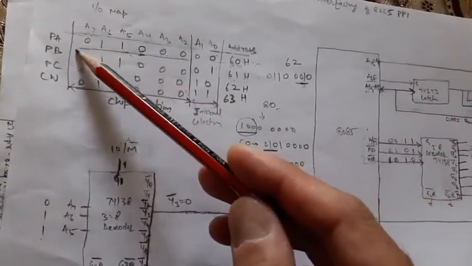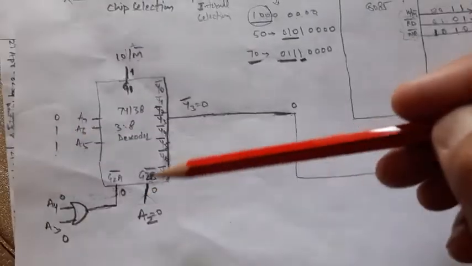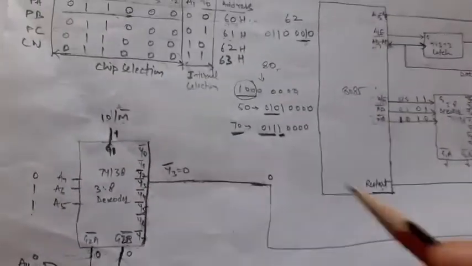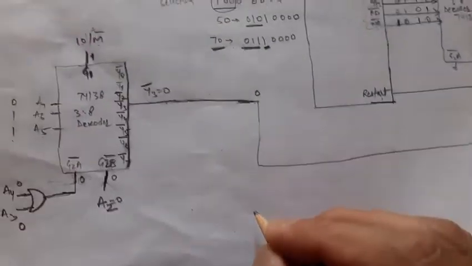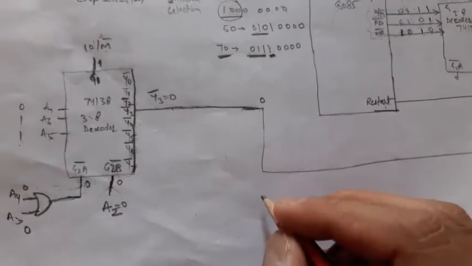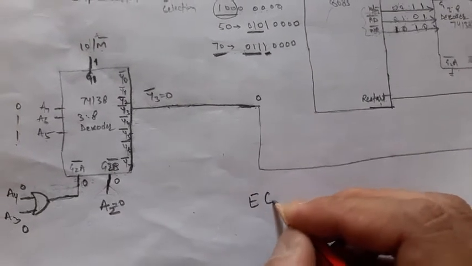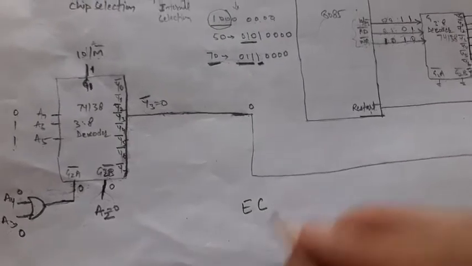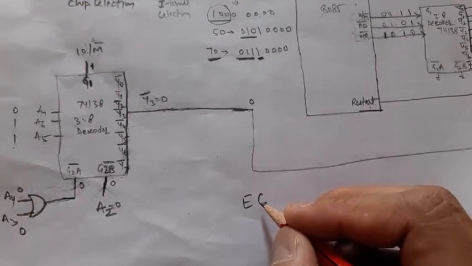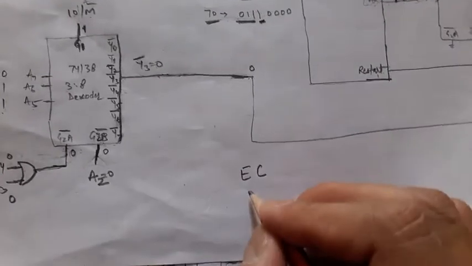So that's why we have put all the bits into account so that we can do the full decoding. Now you can take any address to select the chip. Suppose in the exam a question comes and you are given an address like EC. So let's take EC. Now we expand this address.